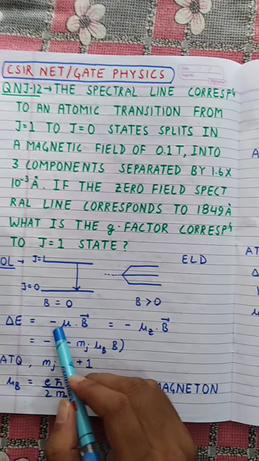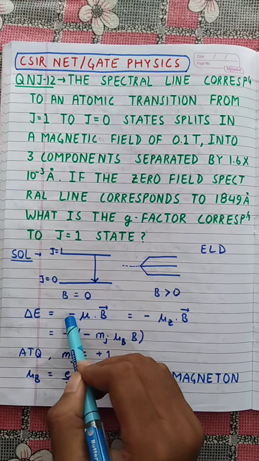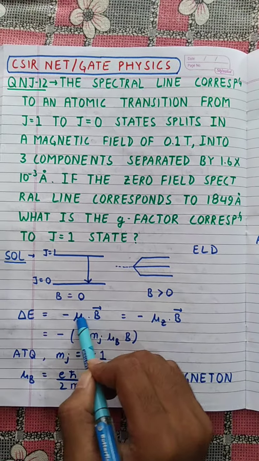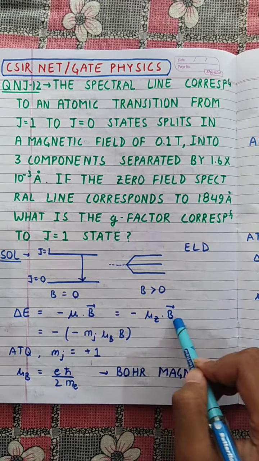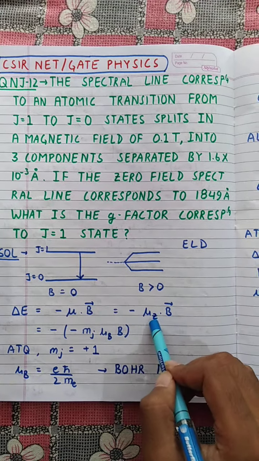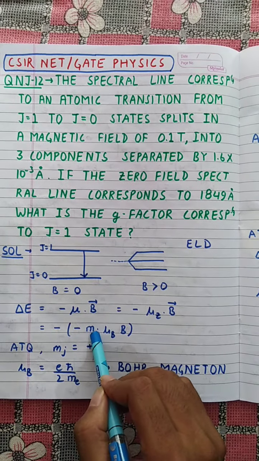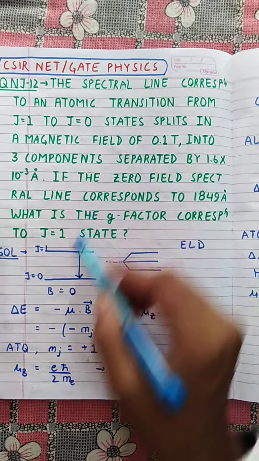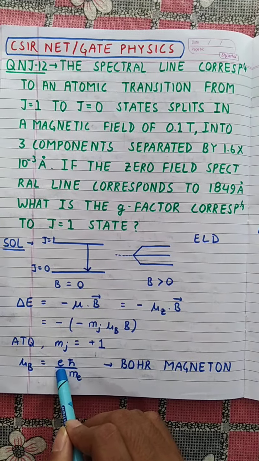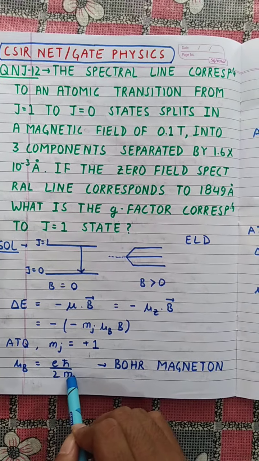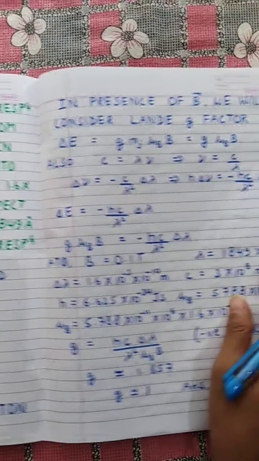Now the energy of splitting, according to the basics of spectroscopy, is given by minus mu dot B, where mu is the magnetic moment. Mu is actually mu z, so the energy is minus mj mu B times B. Here mj is the magnetic quantum number, and according to the question mj will be equal to plus 1, and mu B is another constant given by eħ upon 2 m_e, which is nothing but the Bohr magneton.